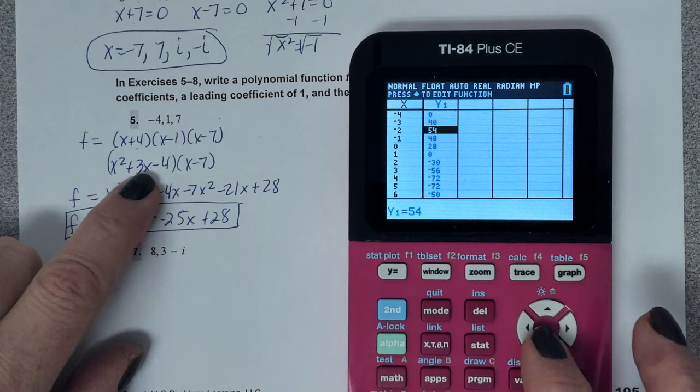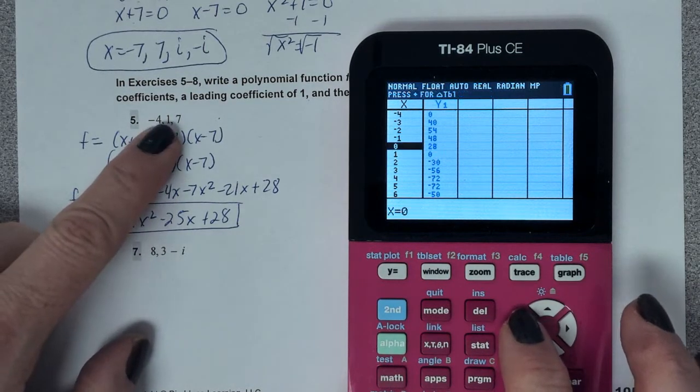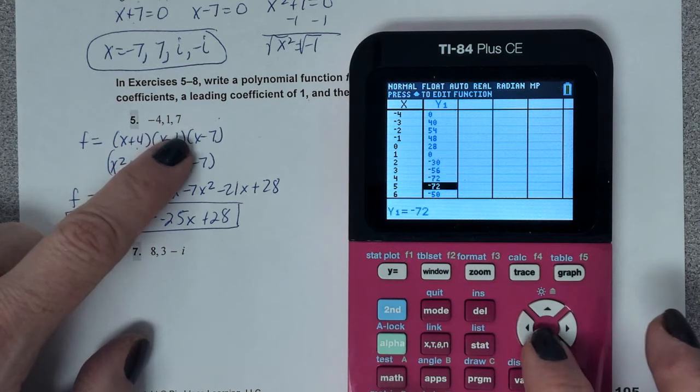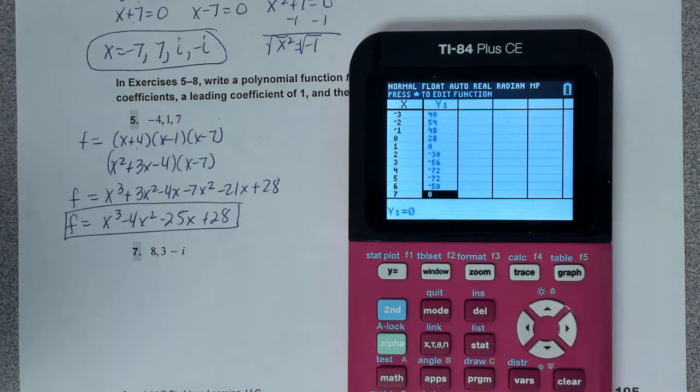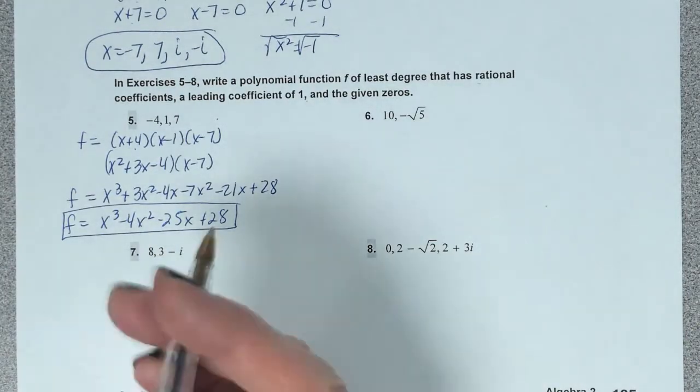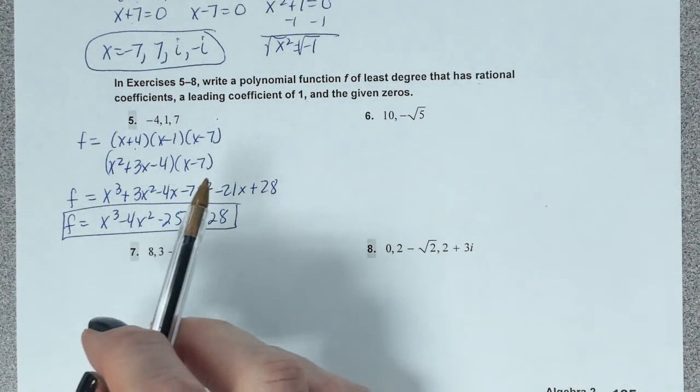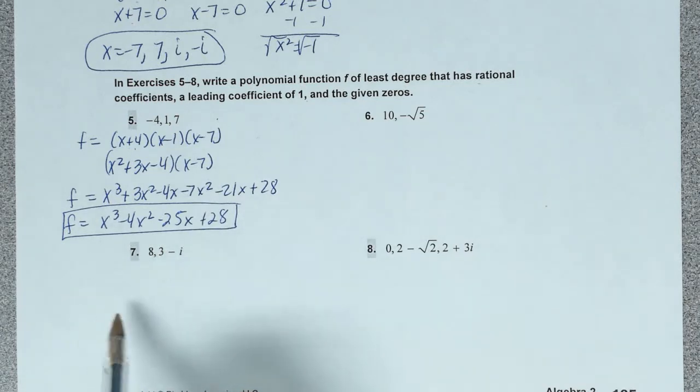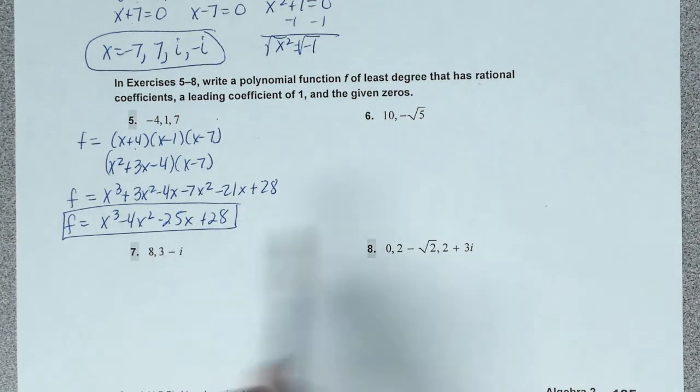And it is. 1 should be a 0, and it is. And 7 should be a 0. Okay, so I did it right. But if I didn't get those answers, then I would know I need to go back and check my multiplication. All right, we're going to do this one now.